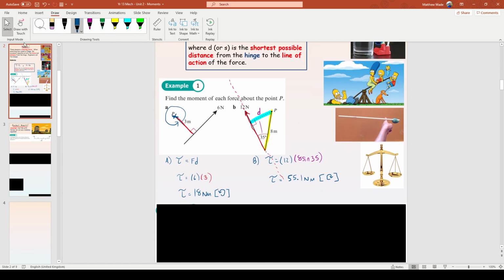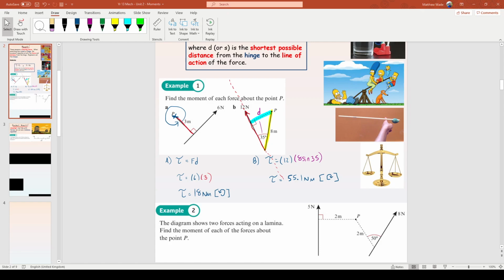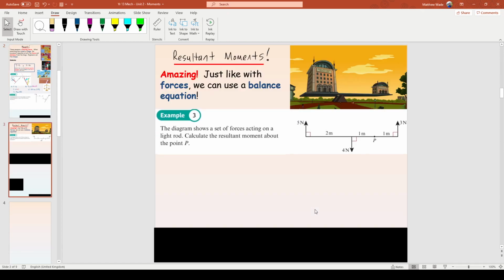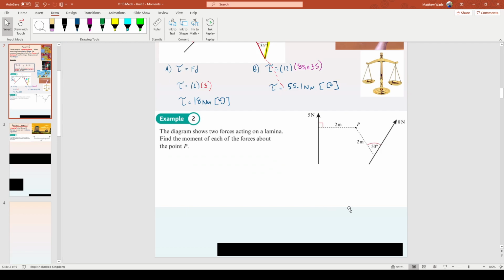Doesn't quite, though. So, next bit. Let's have a look, buddies. Oh, this is good, this one. Okay. This diagram shows two forces acting on a lamina.